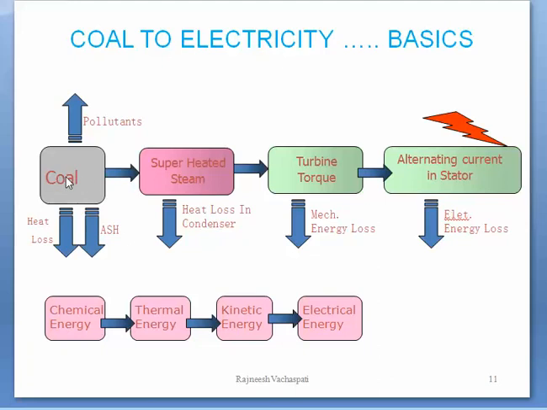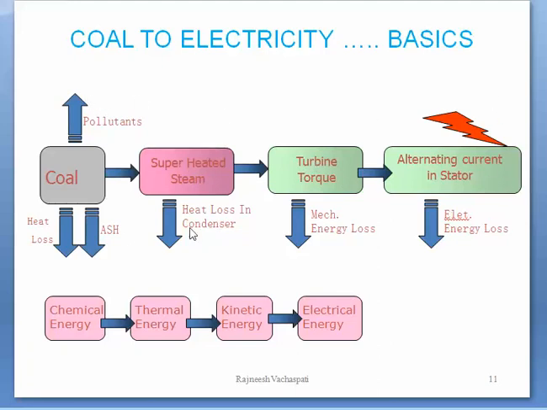In this process, when coal is combusted, some heat loss takes place. Ash is formed, which is not desired, and during this combustion, some pollutants are also liberated. The heat which is produced finally goes to heat the water and generate steam, and this steam goes to rotate the turbine and generator.